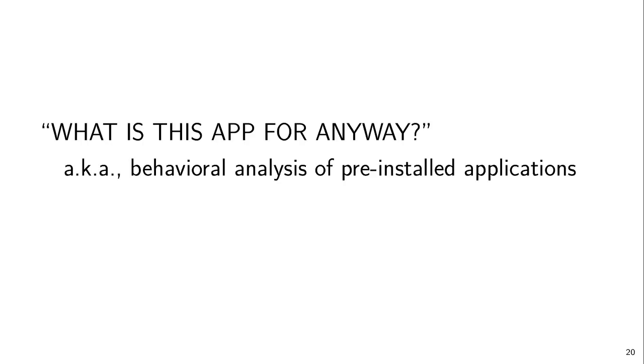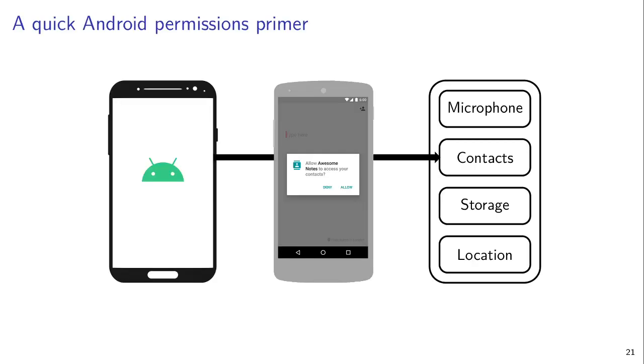Now, this is already bad, but the second question we wanted to answer is, what are these applications actually doing? For this, I need to quickly explain the Android permission model, as I'm not sure everybody's familiar with it. In Android, some resources such as the microphone, the contacts, and the location are protected from applications. If they want to access them, they need to request the permission. And in the case of dangerous permissions, such as location, the user needs to grant consent to the application.